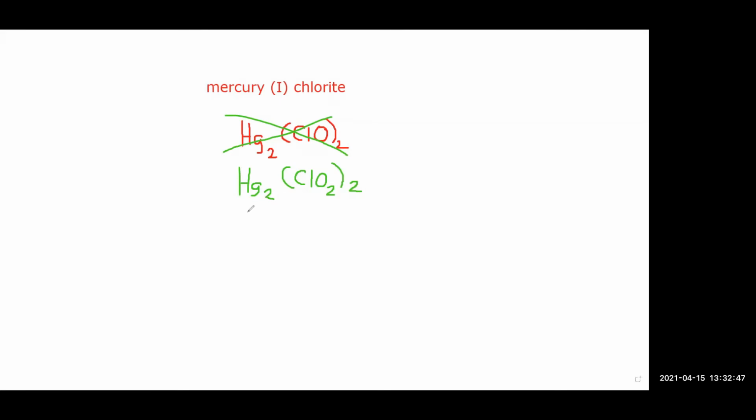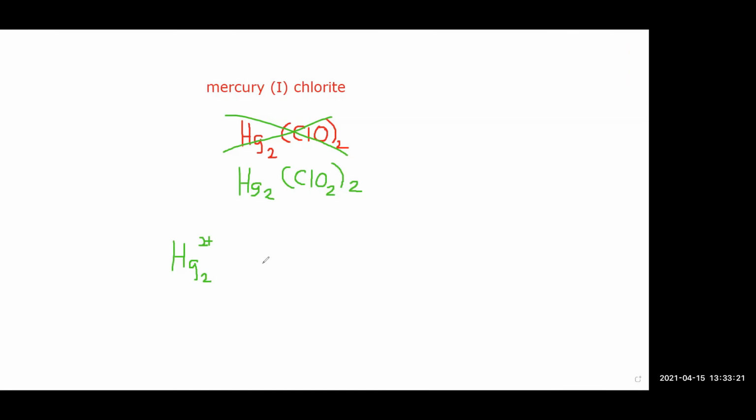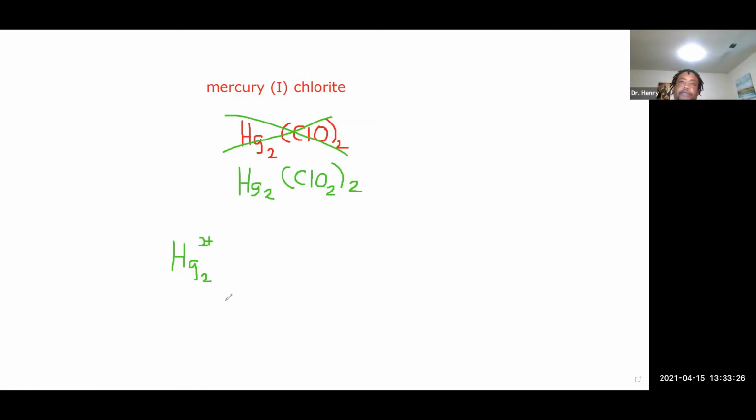Oh, okay. Since we know that Hg, this really is Hg2. So mercury 1 is diatomic, so it has to be written like this: Hg2 plus. That means we're going to need 2 of those to balance it out. So mercury 1 is diatomic, meaning it always has the 2 charge and the 2 subscript? Yep, it always has the 2 charge and the 2 subscript.